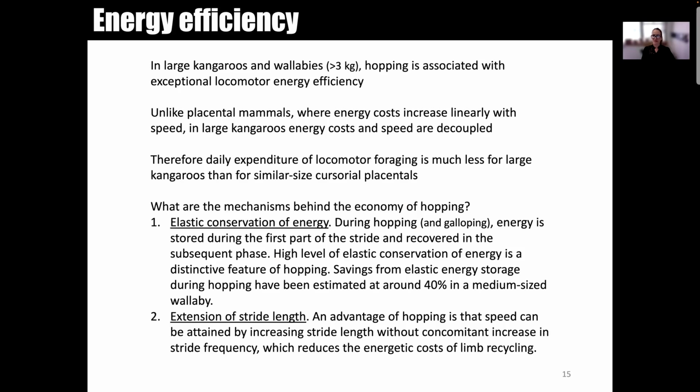The second mechanism that facilitates the economy of hopping is the extension of stride length. So an advantage of hopping is that speed can be attained by increasing stride length without also having to increase stride frequency. So overall, this reduces the energetic cost of limb cycling.